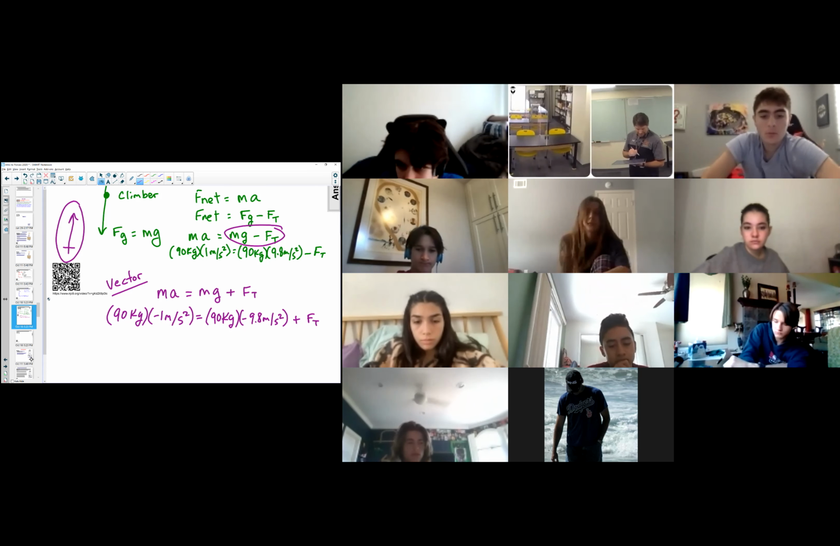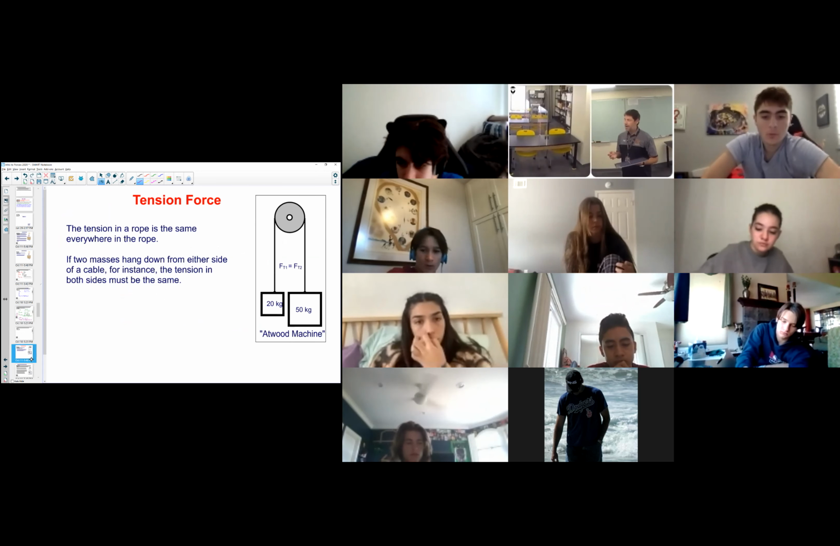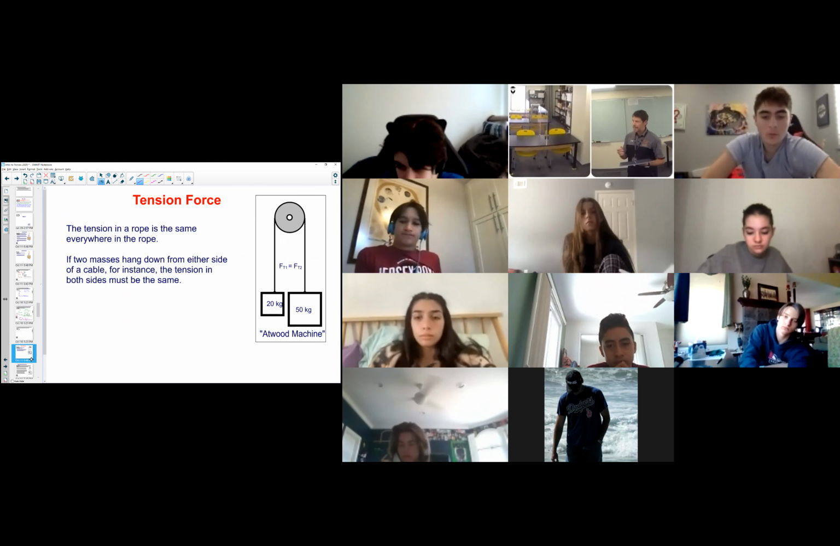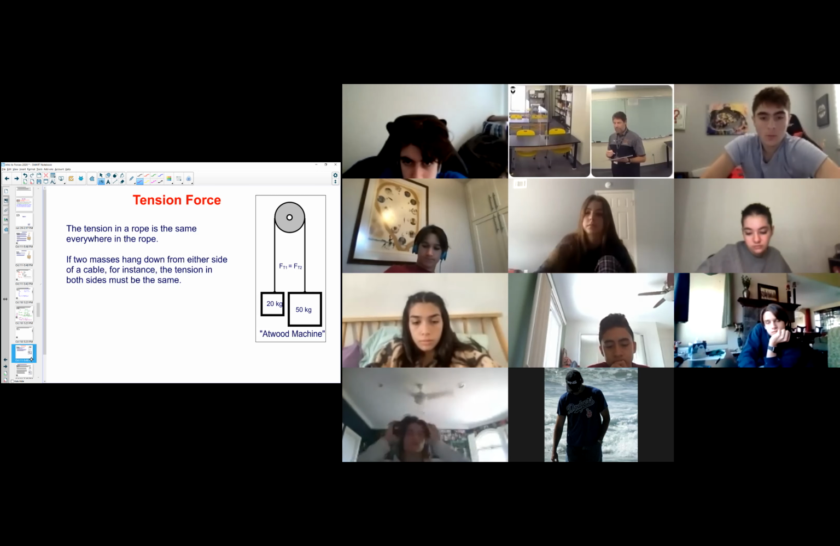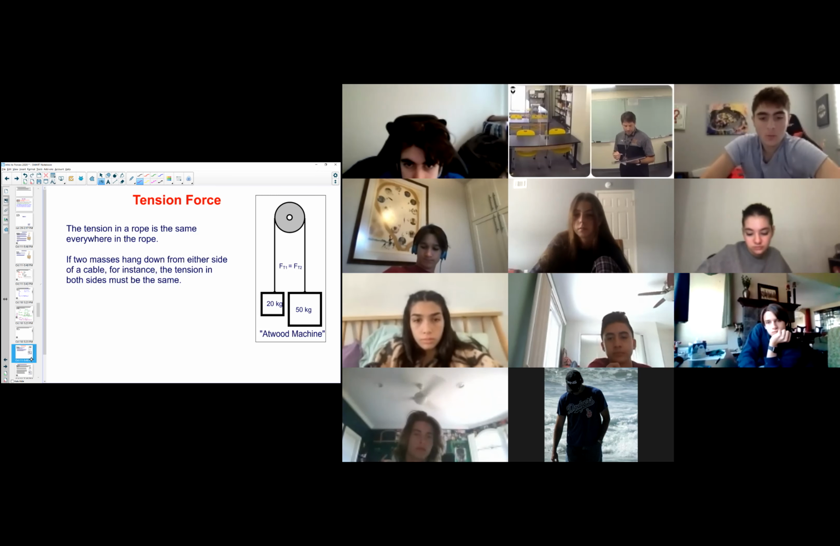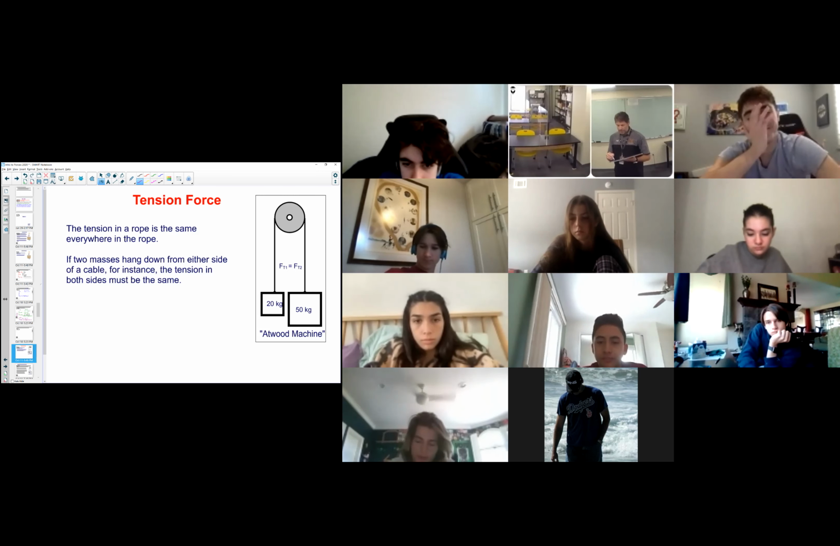All right, our last example is an Atwood machine. This is the simplest Atwood machine. It's just got a single pulley and 2 weights. And it tells us here on this first slide, the tension in a rope is the same everywhere in the rope. If 2 masses hang down from either side of a cable, for instance, the tension in both sides must be the same. So you can see here, they're telling us the tension on the side of object 1 is the same as the tension on the side of object 2.